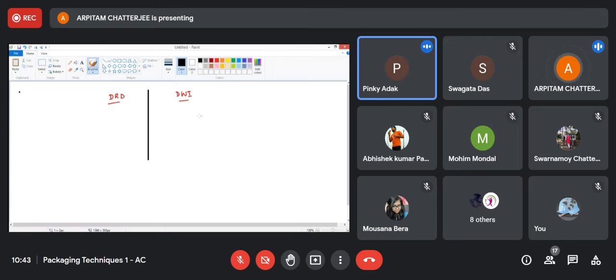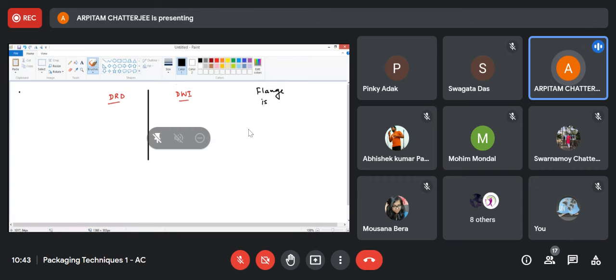No, this is just not right. Flange you always have to make. Flange is a mandatory thing. Otherwise, how will you fix the end? Any cans will always have a flange making. This is a mandatory thing. Otherwise, you cannot join the end. No?